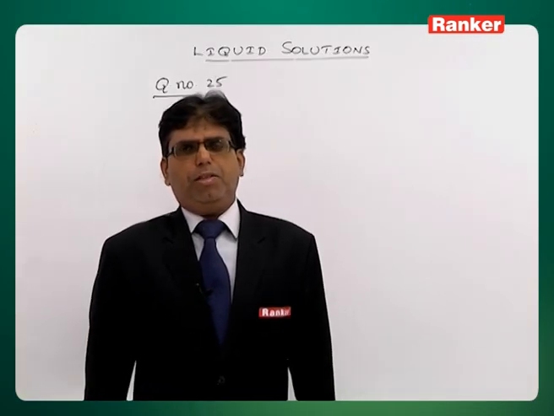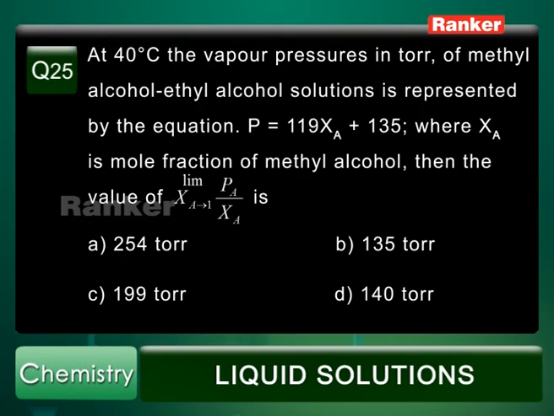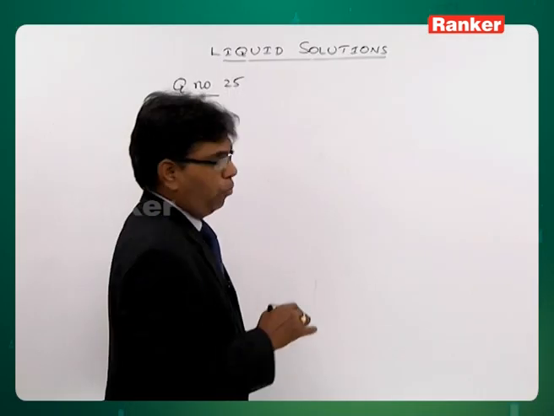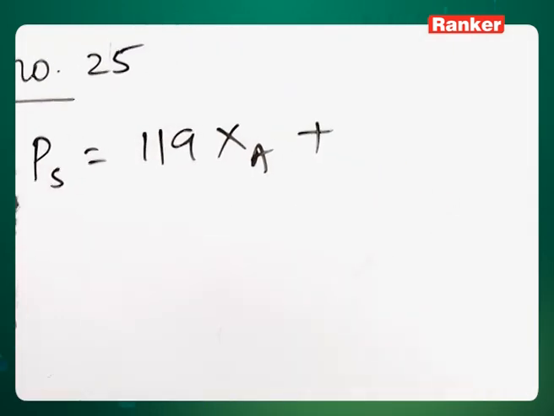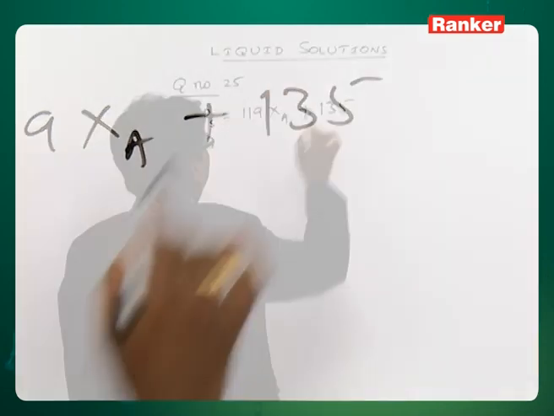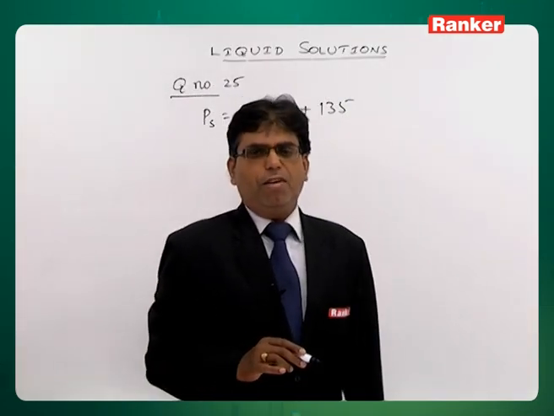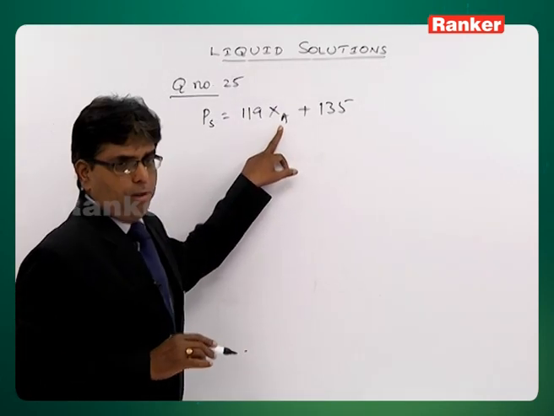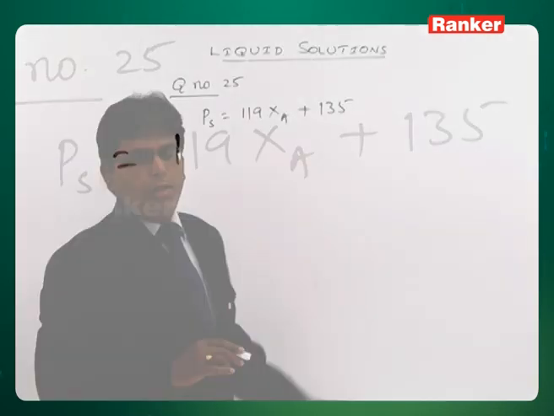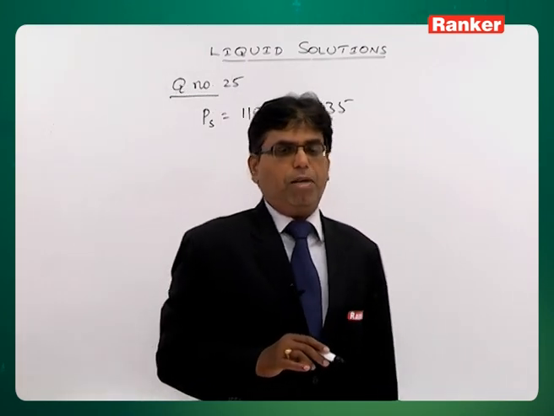Now, let us go to question number 25. In this question, the given information is that at 40 degrees Celsius, the vapor pressure in torr of a methyl alcohol-ethyl alcohol solution is represented by the equation that vapor pressure of the solution is equal to 119 XA plus 135, where XA is the mole fraction of methyl alcohol. Then we need the value of limit XA tending to 1 of PA by XA.